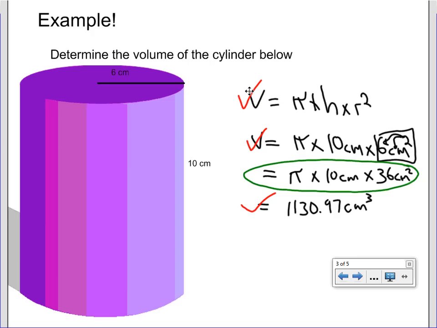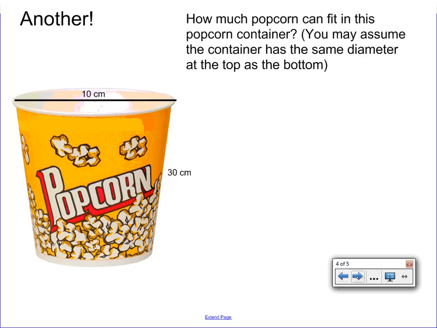Okay, let's try another example. How much popcorn can you fit in this popcorn container? You may assume the container has the same diameter at the top as the bottom. In real life the bottom looks a little bit smaller, but for our purposes we're going to pretend it's a perfect cylinder. Let's start off with writing our formula down first, because that's the best way to go. We get a mark for that. Volume is equal to pi times height times radius squared.